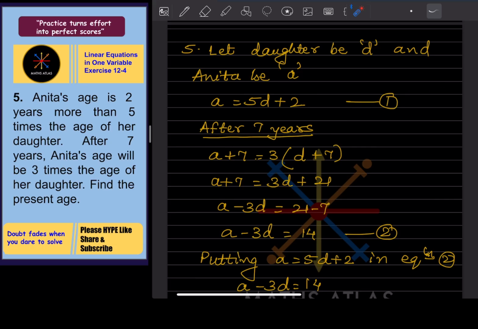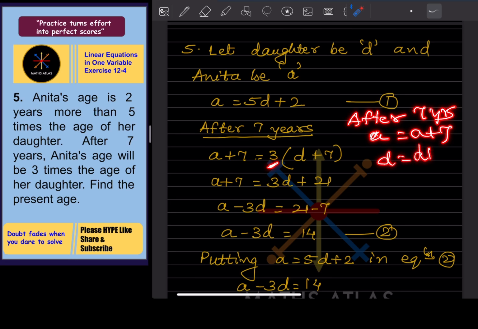After 5 years, Anita's age will be 3 times the age of her daughter. So after 5 years, Anita will be A plus 5. So this is very important. So not just A, but A plus 5 is equal to 3 times the age of her daughter after 5 years. So if you want, you can write here after 5 years, Anita will be A plus 5. So daughter is going to be D plus 5.